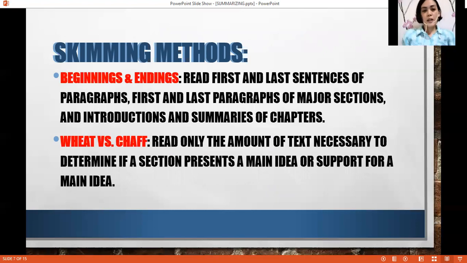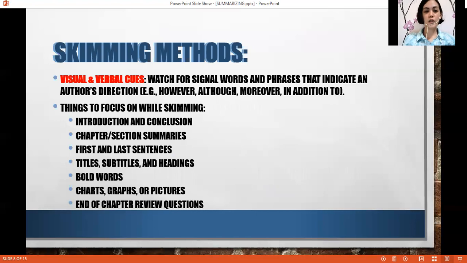Okay, let's proceed now to another skimming method, that is visual and verbal cues. So we have to watch for signal words and phrases that indicate an author's direction. So we have examples, e.g., exempli gratia.